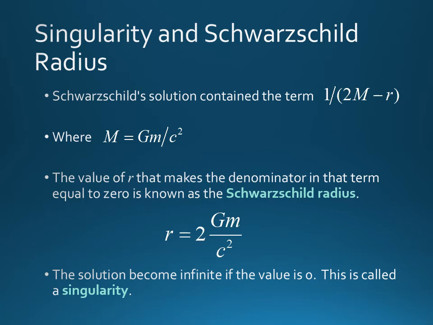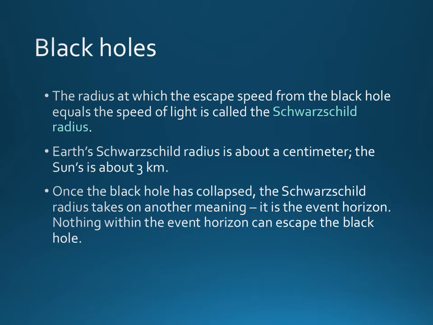Light that is emitted near the black hole will be shifted in wavelength on its way out. There is a distance near the black hole such that light never gets out, and that is called the event horizon. The radius at which the escape speed from the black hole equals the speed of light is called the Schwarzschild radius. Earth's Schwarzschild radius is about a centimeter. The sun's is about 3 kilometers.